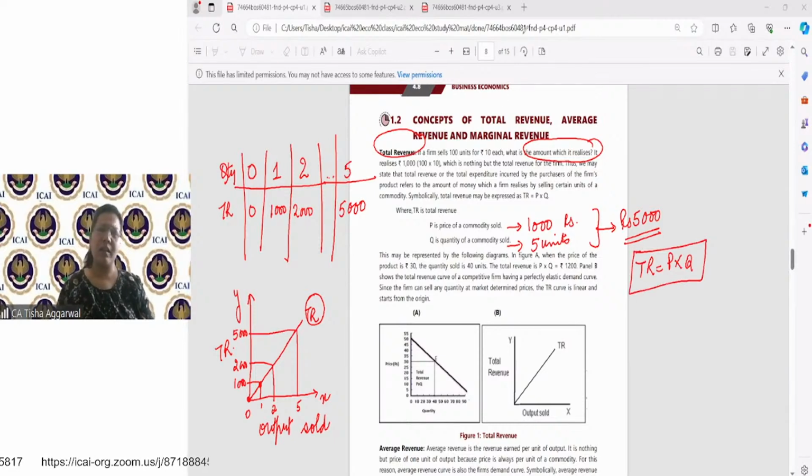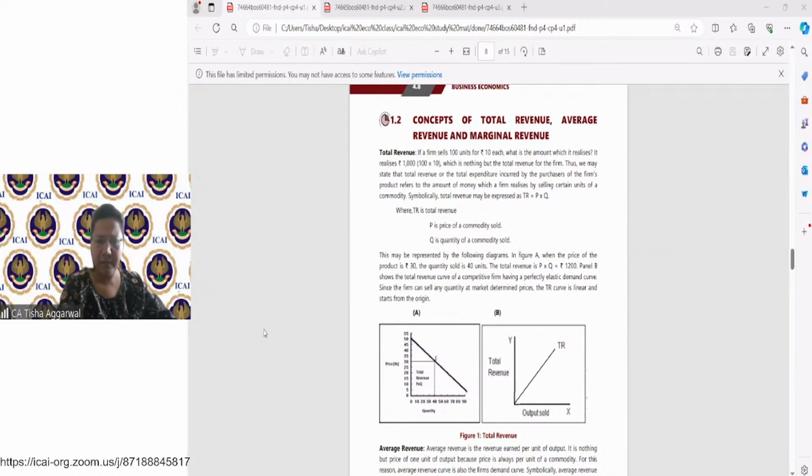Simple. Can I get a yes or no? Understood up till here? Yes or no, please. Okay, perfect. I have started getting yes. I presume it's clear to everybody. Let's move further. The diagram is clear. TR diagram. Okay. Let's talk about average revenue.